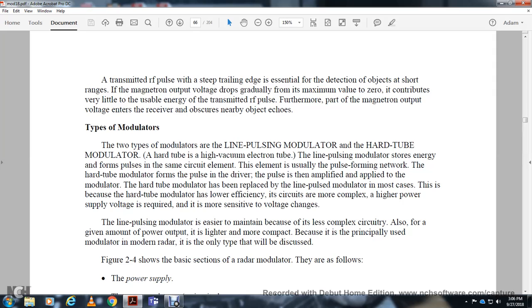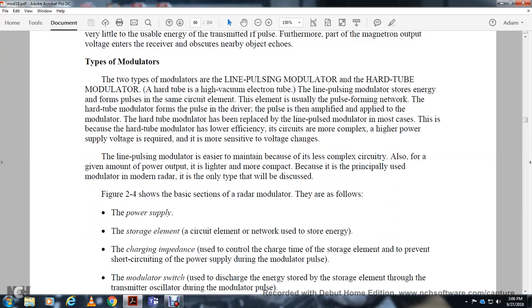This is because the hard tube modulator has low efficiency. The circuits are more complex. A high power supply voltage is required. It is more sensitive to voltage changes. The line pulse modulator is easier to maintain because of the lower complexity of its circuitry. Also, for a given amount of power output, it is more compact. Because of these advantages, the line pulse modulator is the only type that will be discussed for modern radar.